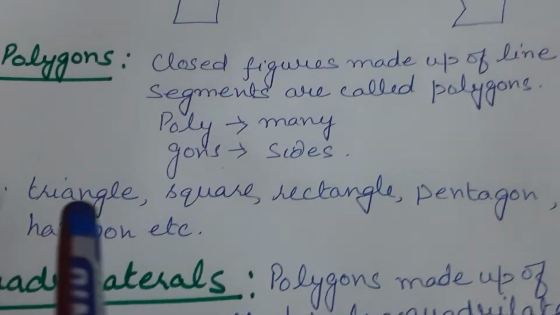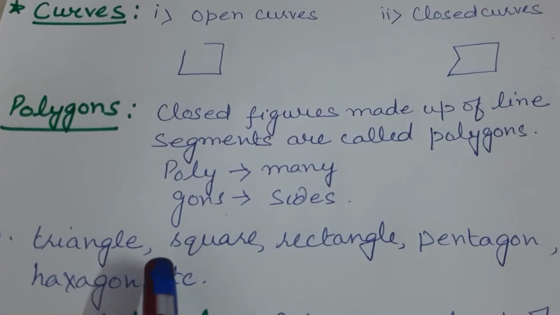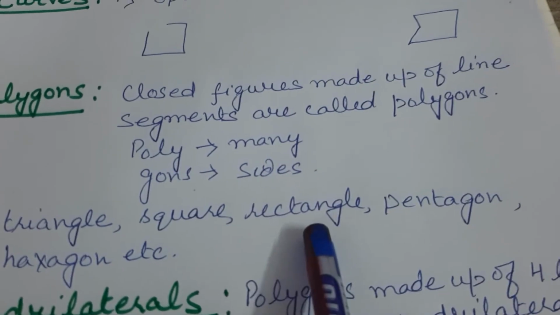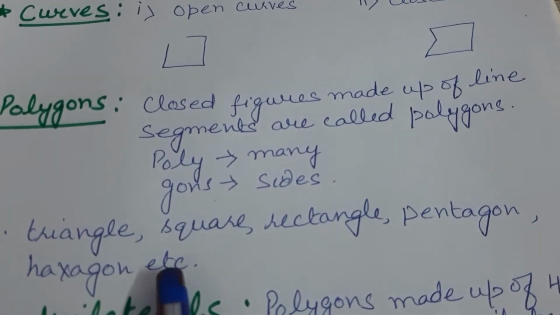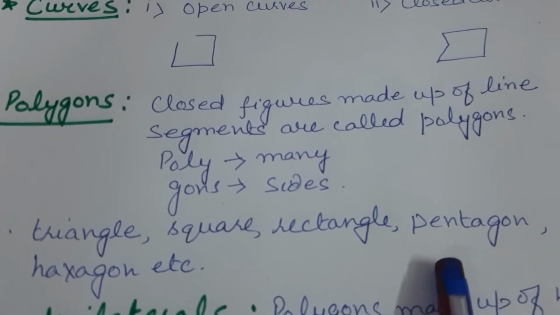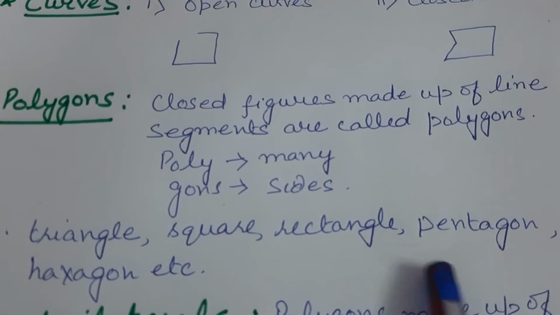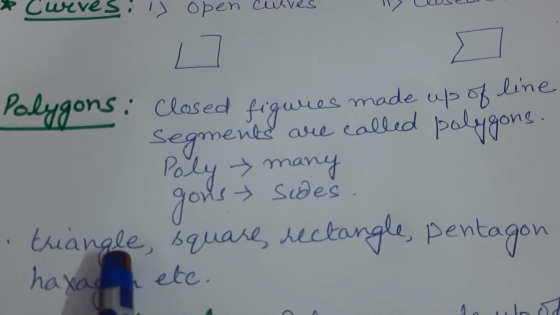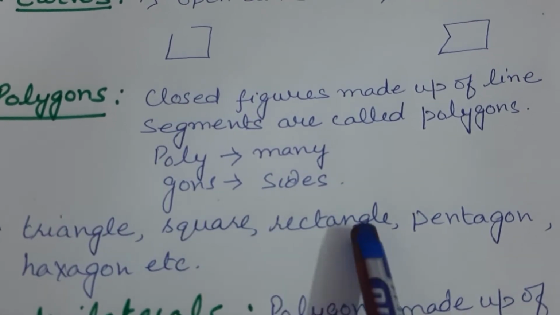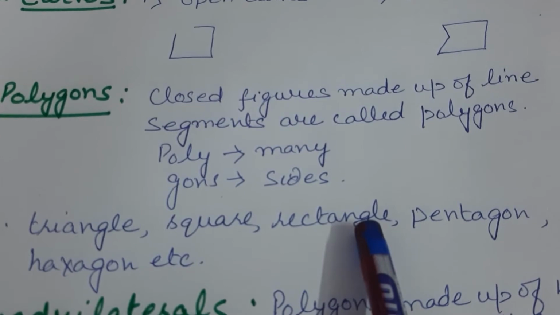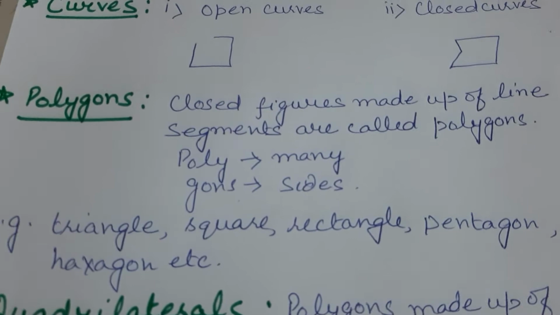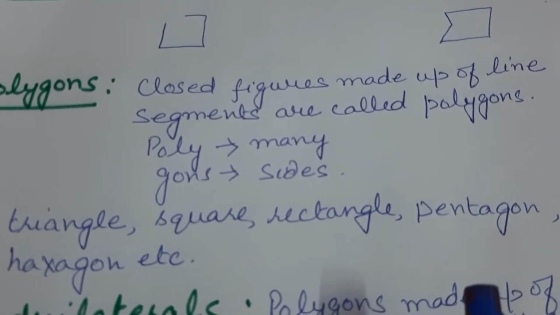Okay, for example, this you have done in your previous classes also. So polygons are triangle, square, rectangle, pentagon, hexagon, etc. Means there are so many: septagon, octagon, nonagon, decagon. Okay, it depends upon the number of sides. You know, triangle is the figure having three sides. Square and rectangle are figures having four sides. Pentagon is a figure having five sides, and so on. Okay, so these are called polygons.